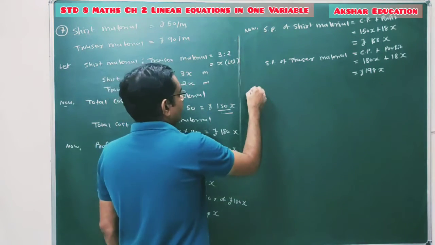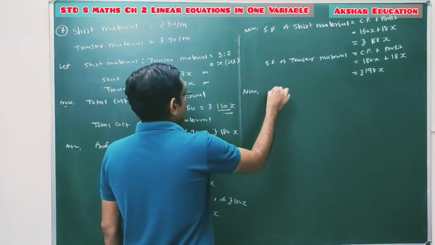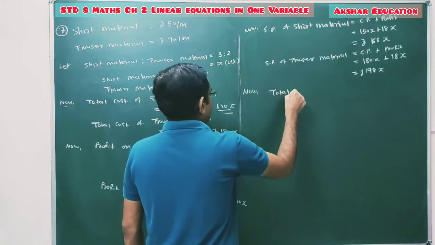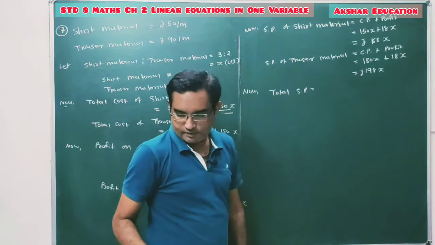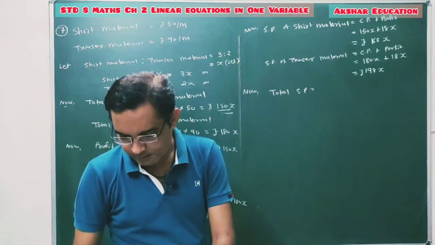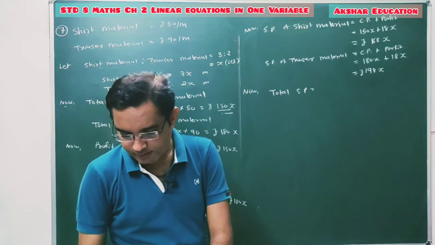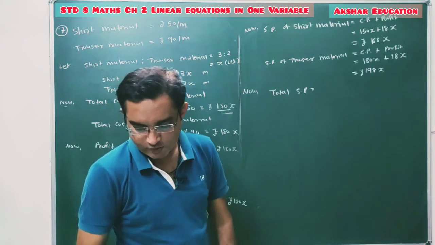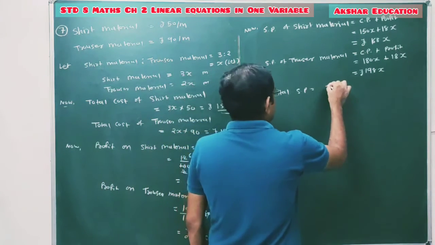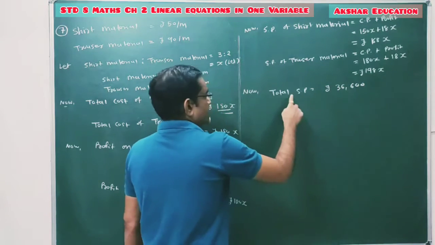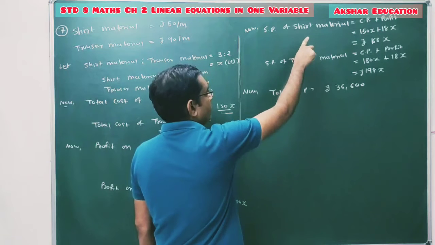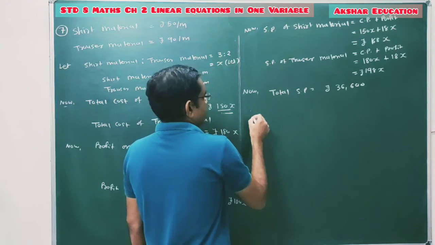So what is the total selling price? Total selling price is given. The last statement says his total sale is 36,600 rupees. That is the total selling price, 36,600 rupees, of shirt material and trouser material.